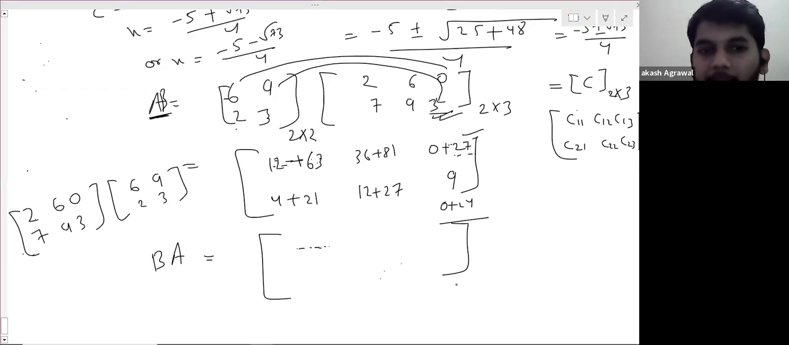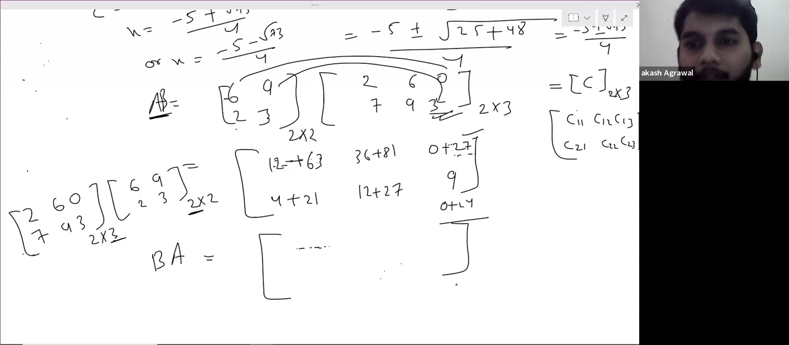Absolutely correct. Possible नहीं है ना. इसका order क्या है? 2 into 3, 2/3. ऐसा क्या है? 2/2. अगर multiplication possible होता तो क्या होता? ये और ये equal होने चाहिए थे ना? Yes or no, Deborah? Yes, sir. So, अच्छे से always carefully look at the order. This is not defined.